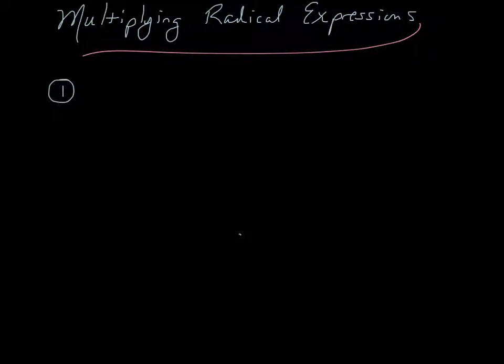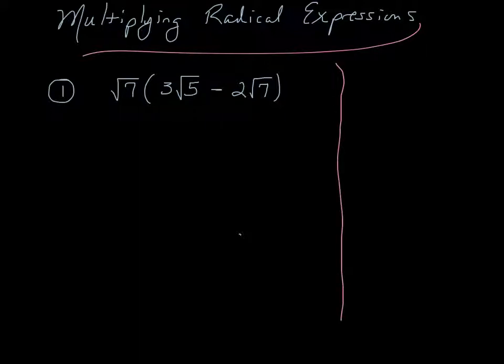Let's suppose we're multiplying the square root of 7 times 3 square root of 5 minus 2 square root of 7. Okay, now what I want to do here is compare this a little bit to a similar problem. Maybe if we did something like 5(3x - 2), something like that.